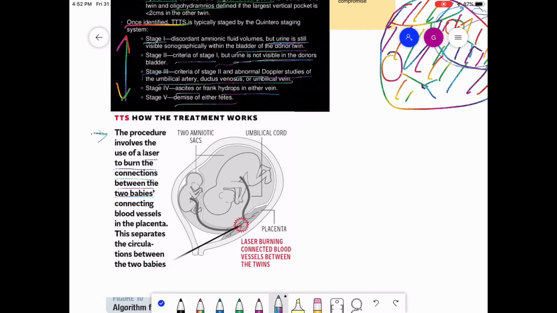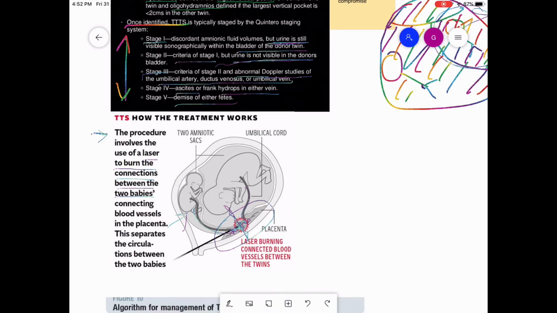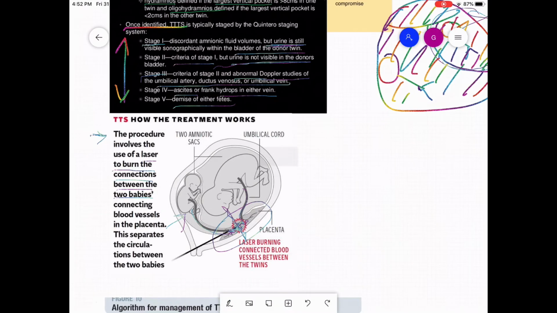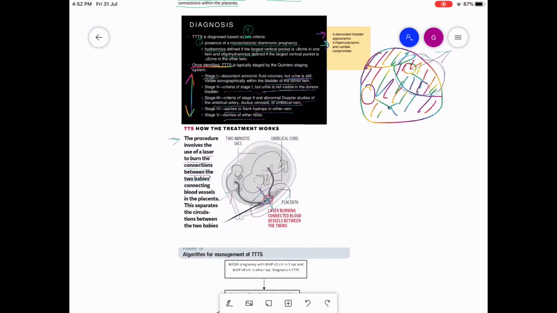As you guys can see here, these are the connections of this baby, and this baby has connections here. So what we are going to do is that we will burn the connections, so that the one which is donating the nutrition cannot now distribute the nutrition to the other one.